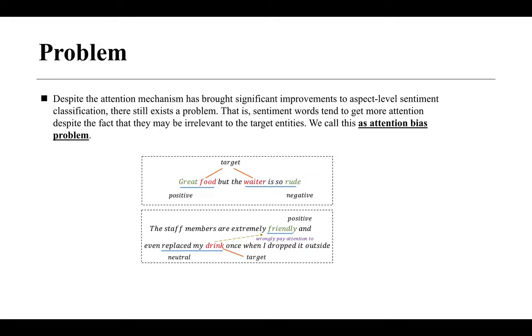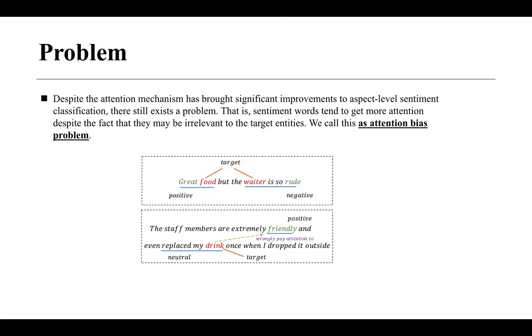Although the attention mechanism has brought significant improvements to aspect-level sentiment classification, there still exists a problem. That is, sentiment words tend to get more attention, despite the fact that they may be irrelevant to target entities. We call this the attention bias problem.